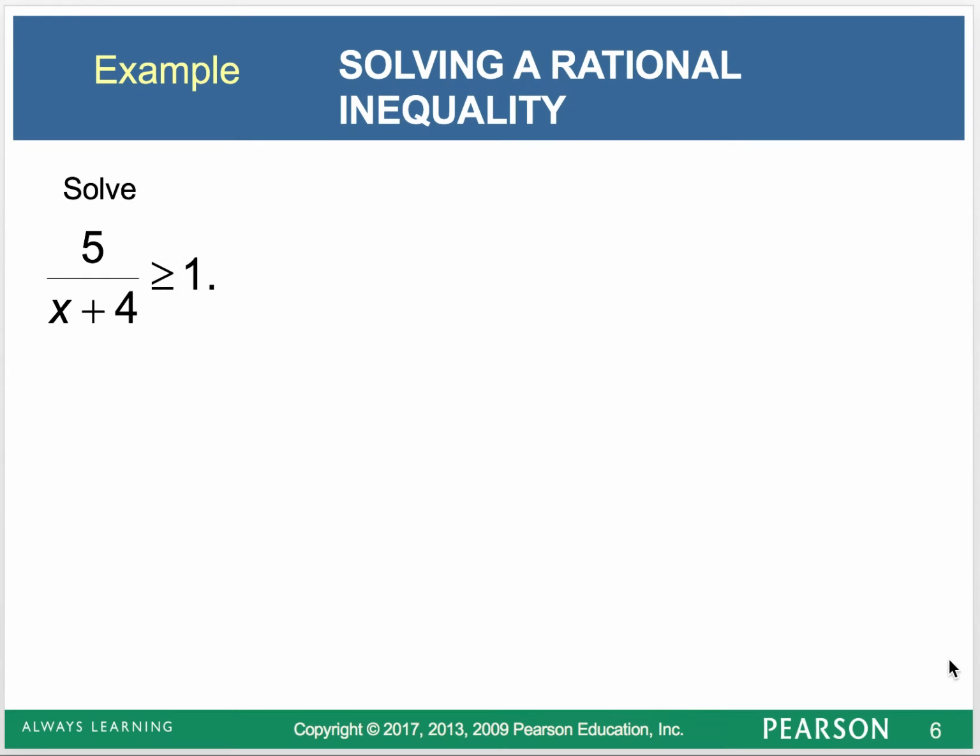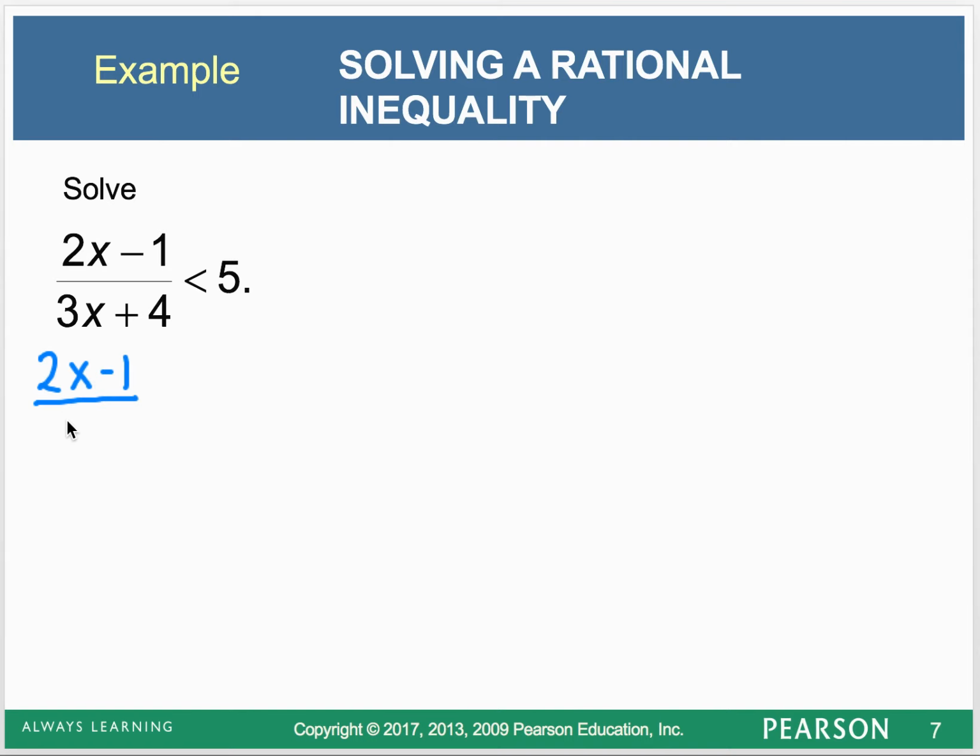Okay, let's do it again. What's the first thing we got to do? You got it. We got to set it equal to 0. So 2x minus 1 over 3x plus 4 minus 5 is less than 0. Now what?